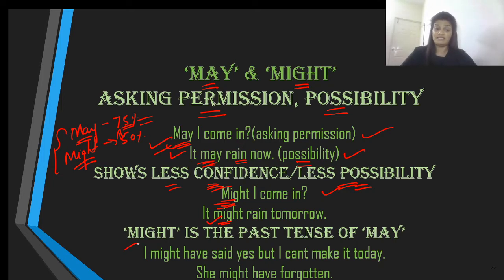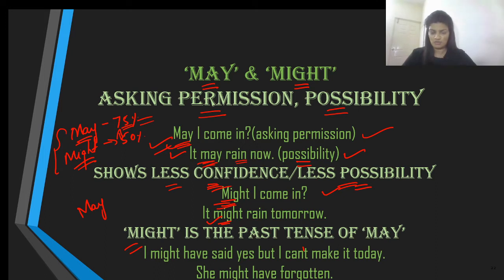Well, might is the past tense of may. Therefore, it can also be used in past tense. When you say, I might have said yes, but I can't make it today.